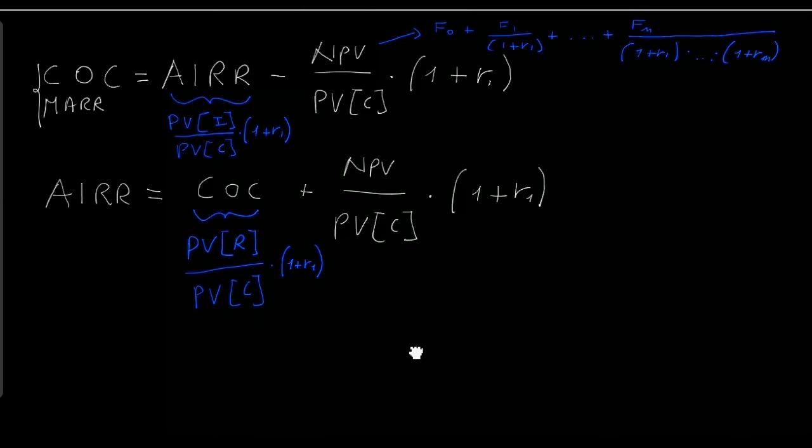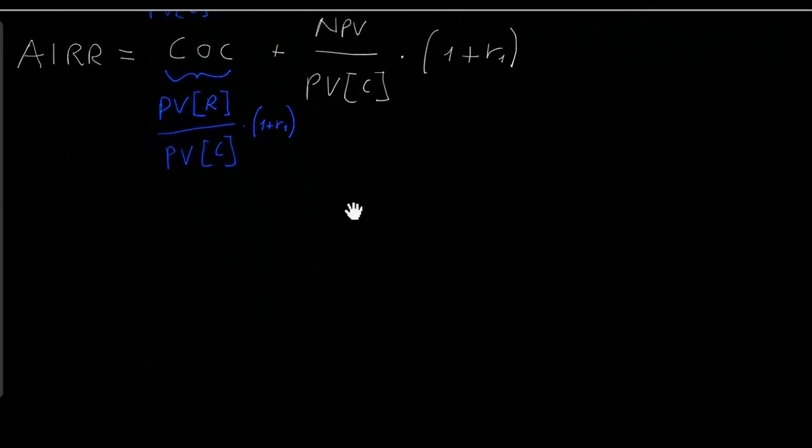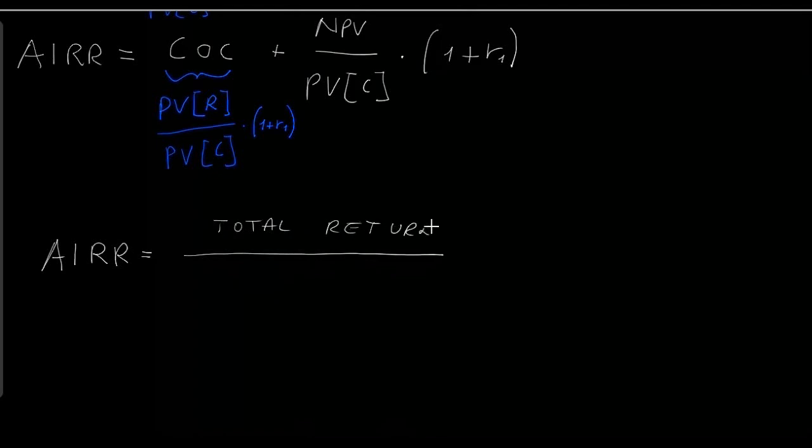Now, as a last issue, we give a final framing for computing the AIRR whenever the cost of capital is time varying. And this is a generalization of the formula total return to total capital, which is the very definition of a rate of return. Total return divided by total capital.